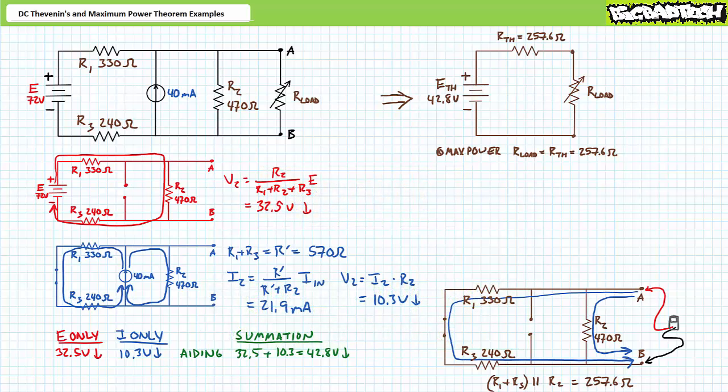The DC maximum power transfer theorem states the maximum real power will be transferred to a load when the load resistor equals the Thevenin's equivalent resistance. Therefore, the variable load resistor that should see maximum power has a value of 257.6 ohms.